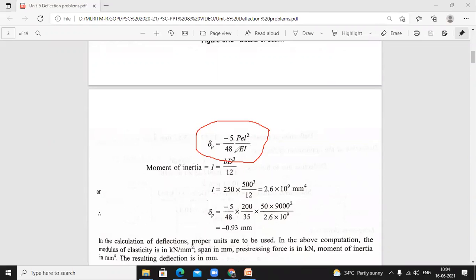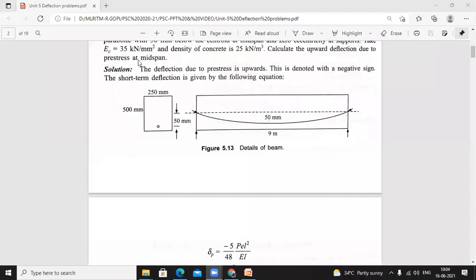Now let us see what the known values are here. P we know, the prestressing force, 200 kilonewton. And e is equal to 50 mm, and L is equal to 9 meter. And E, what is E? The E value, Young's modulus, is given. What is that?